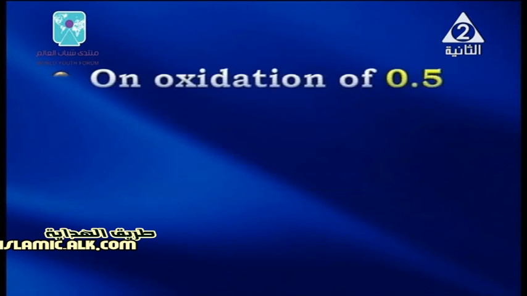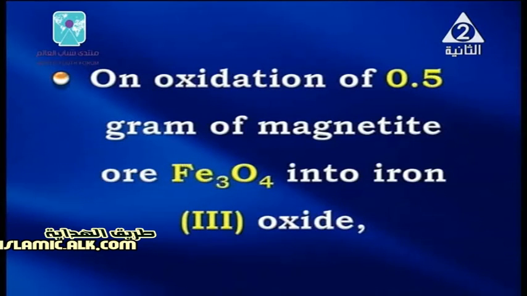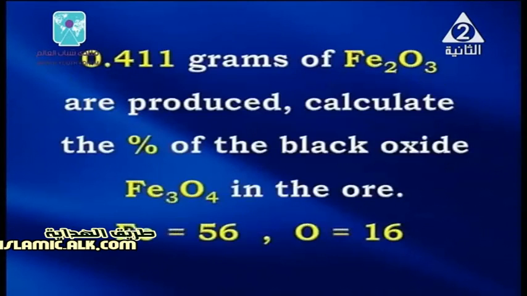For example, on oxidation of 0.5 gram of magnetite ore Fe3O4 into iron 3 oxide, 0.411 gram of iron 3 oxide are produced. Calculate the percent of black oxide Fe3O4 in the ore, where the atomic mass of iron equals 56, oxygen equals 16.